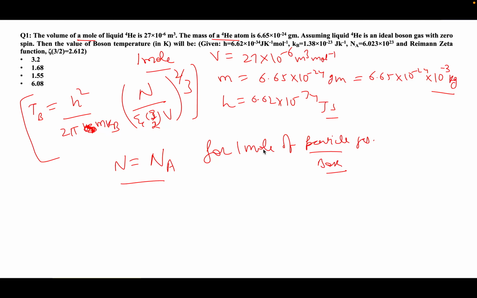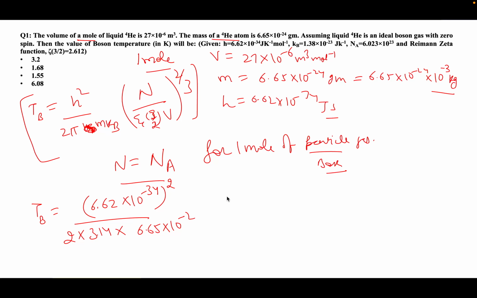So all the quantities are given, we need to just put the values and get the answer. So Tb is h square, this is 6.62 into 10 to the power minus 34 square, divided by 2 pi, 2 into 3.14, into mass 6.65 into 10 to the power minus 24 minus 3, this is 27, into kb 1.38 into 10 to the power minus 23.